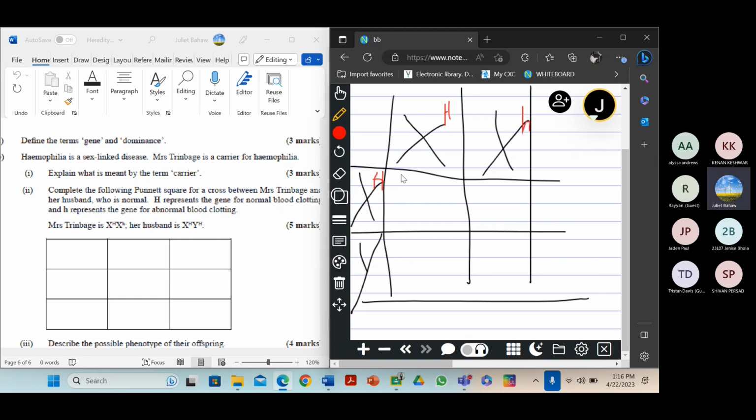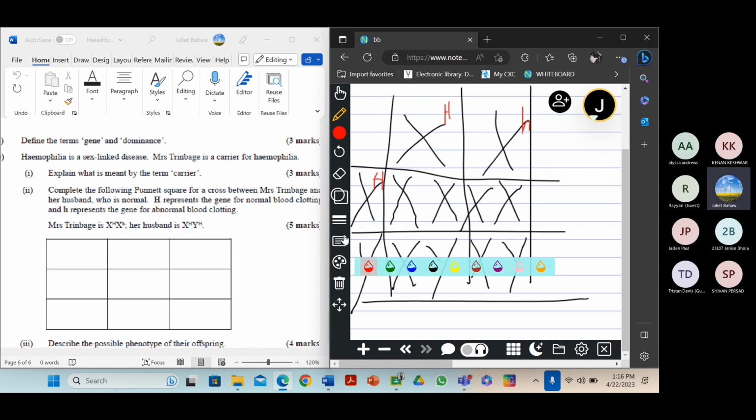Right, so now we're going to cross. I recommend you cross your sex chromosomes first. So X by X, X by Y, X by X, X by Y. All right, so now we're filling in the alleles. So you're crossing the alleles now. So capital H by capital H, you put your 2 capital H's.